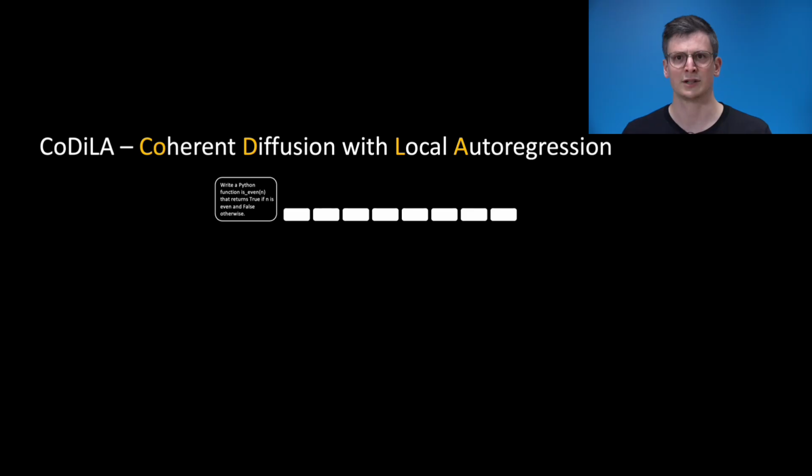To solve this, we introduce coherent diffusion with local autoregression, or CODILA for short. CODILA delegates the sampling of local blocks to a small AR model. First, we organize the output sequence into blocks of neighboring tokens. Our theoretical analysis proves that this block-wise modeling strictly reduces the lowest achievable NELBO. But directly modeling block probabilities is computationally too expensive for large vocabularies and block sizes.